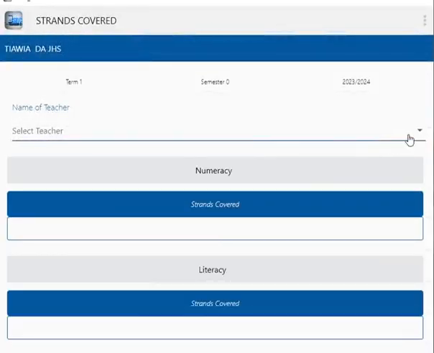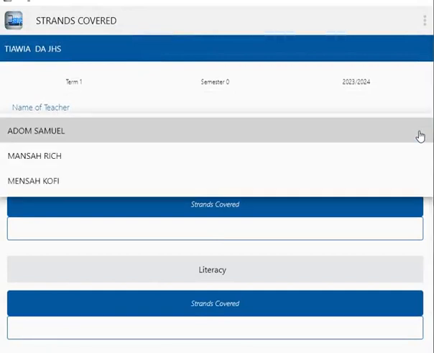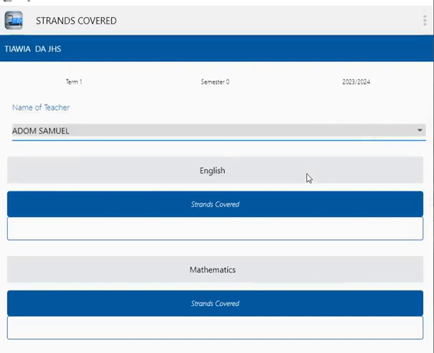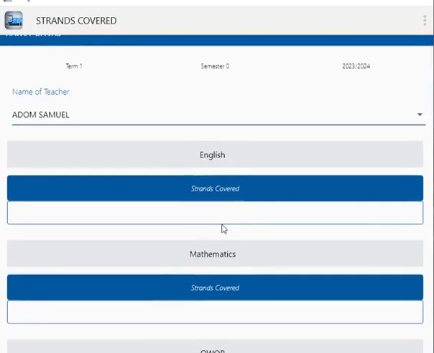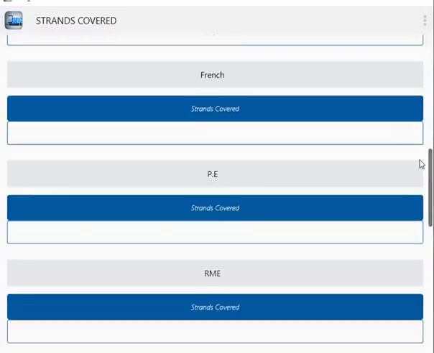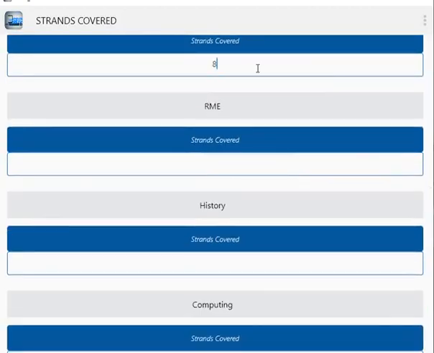Next is strands covered. Here you have all the teachers in your school, so you have to record the number of strands each of them was able to cover within the term. Let's say we choose Adam Samuel. Just as with the grants, we utilize the same formula to determine the number of strands covered for all the teachers. You don't provide records for an individual and submit. Rather, you must make sure that you provide the records for all the subjects for each of the teachers before you submit.